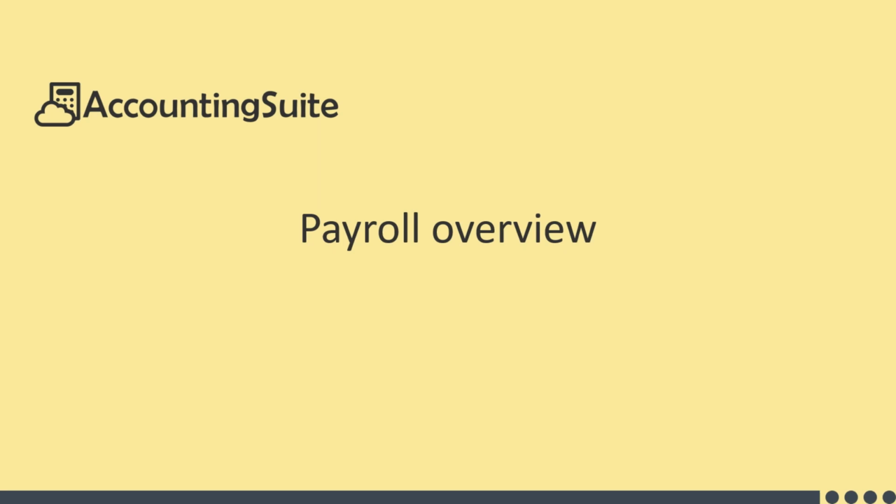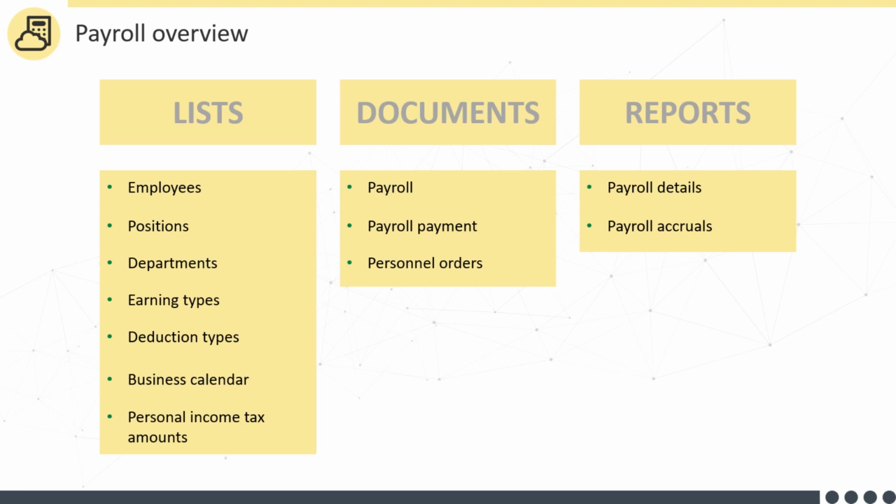This video gives an overview on payroll in AccountingSuite. The following objects are available to provide the functionality: the lists, employees, positions, departments, earning and deduction types, business calendar, personal income tax amount. The following documents: payroll, payroll payment, and personal order. And the reports are payroll details and payroll accruals. Let us see what it looks like.